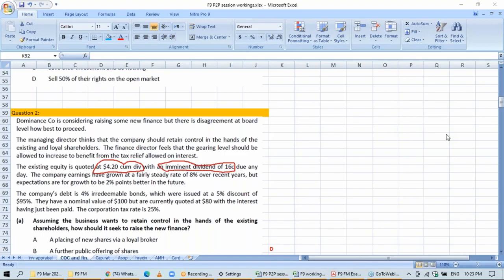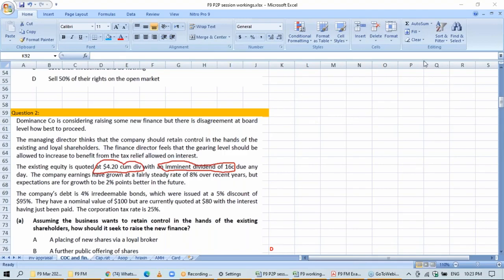No, it's not selling debt. Selling debt means we are selling loan notes in order to raise funds. It's issuing loan notes. Okay, Adil, that's good. Is it okay?